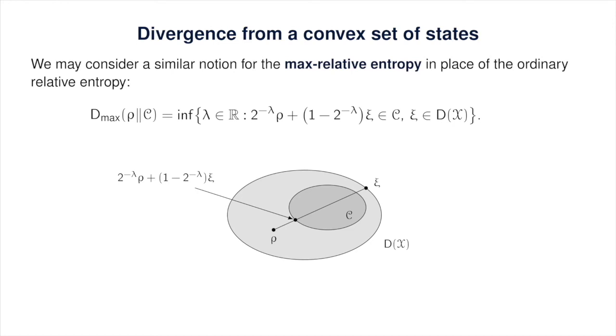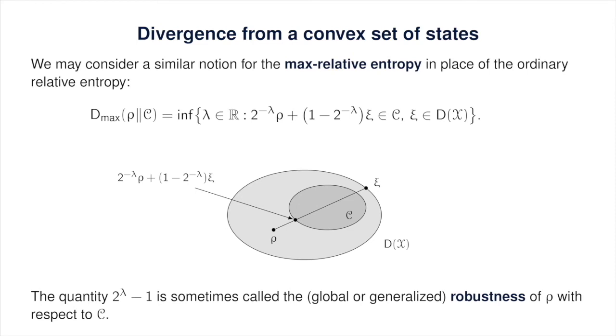It's a natural concept, and in fact it predates the explicit identification and study of the max relative entropy. It's equivalent, up to a change of parameters, to a quantity that is called the generalized robustness of rho with respect to C, and it's also sometimes called the global robustness of rho with respect to C. There is a different notion of robustness where psi is constrained to lie within the set C, and this is sometimes simply called the robustness of rho with respect to C. But that's different from what we've obtained from the max relative entropy.